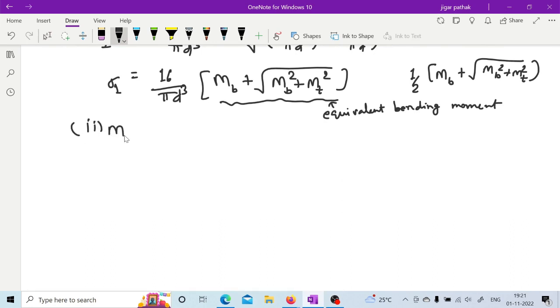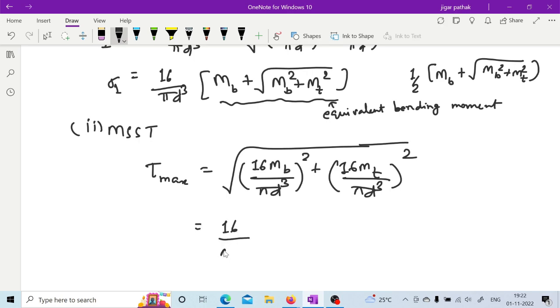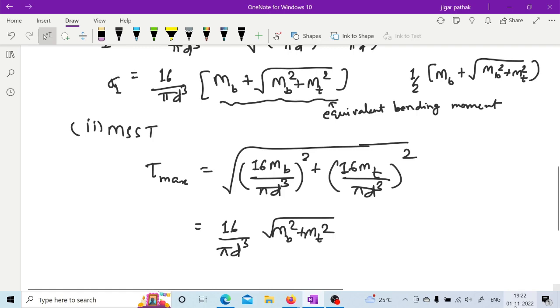So if you go for the other failure theory, that is MSST, maximum shear stress theory, you have the maximum shear stress, which is the square root of sigma x by 2 squared, again 16 Mb upon pi d cube squared, plus 16 Mt upon pi d cube squared, right? So this is how you have your maximum shear stress. Here again you can take out 16 upon pi d cube and you will have Mb square plus Mt square.